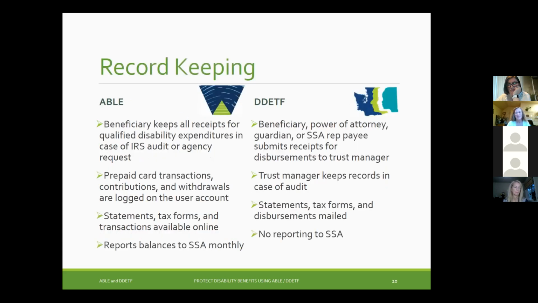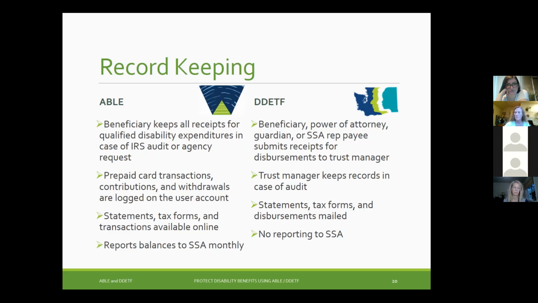Back to you, Chris. Okay, like I mentioned earlier, we suggest that the beneficiary or the guardian keeps receipts for all expenditures, just in case the account were ever to be audited, which we haven't heard of yet, but you never know. The prepaid card transactions, all of that is tracked online automatically. You can go into your account at any time and look at your transactions, your statements, all of that. So it's ready at your fingertips.